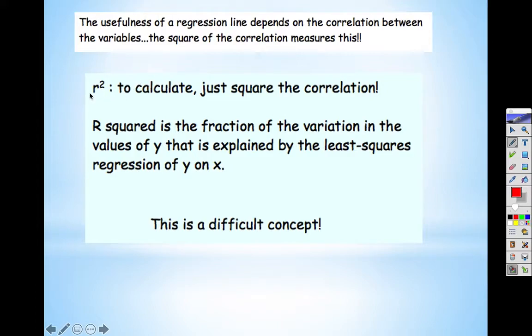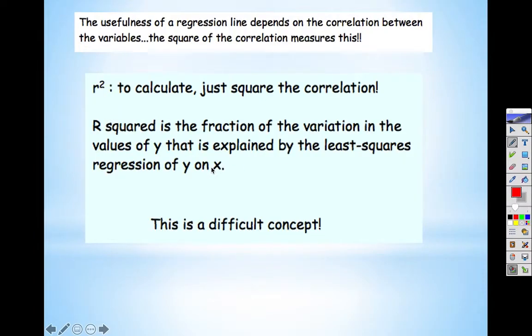So what is R squared? It is simply R squared. To calculate it, just square the R? Absolutely. But what does it mean? What is it used for? R squared is the fraction or percent. We call it the percent of the variation in the values of Y explained by the line on X.